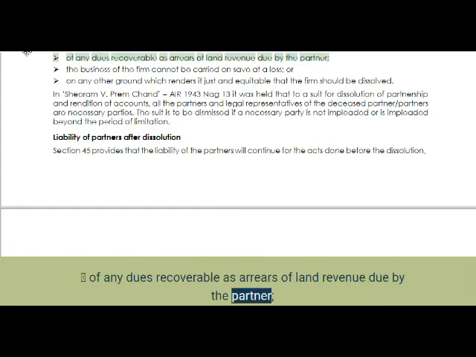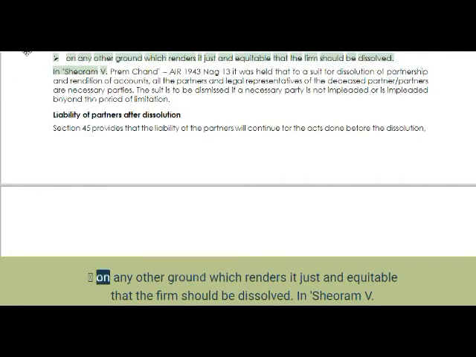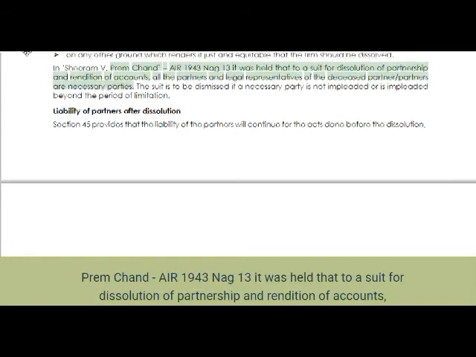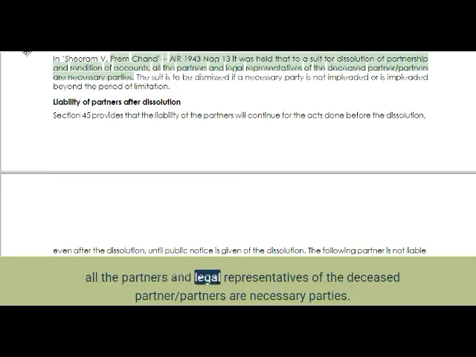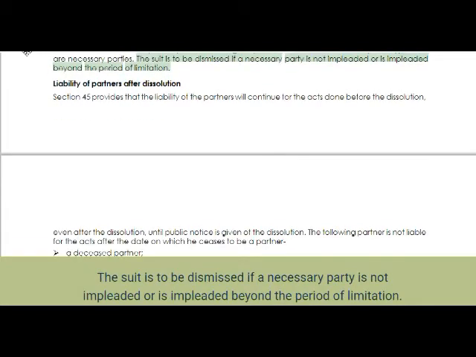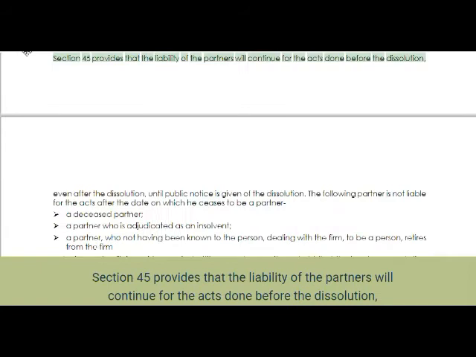3. The provisions of subsections 1 and 2 shall apply also to a claim of set off or other proceeding to enforce a right arising from contract, but shall not affect a. The enforcement of any right to sue for the dissolution of a firm or for accounts of a dissolved firm, or any right or power to realize the property of a dissolved firm, or b. The powers of an official assignee, receiver or court under the Presidency Towns Insolvency Act 1909 or the Provincial Insolvency Act 1920 to realize the property of an insolvent partner.